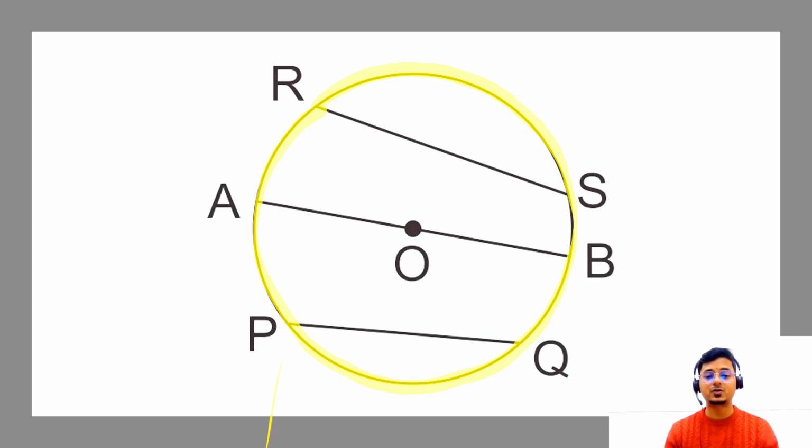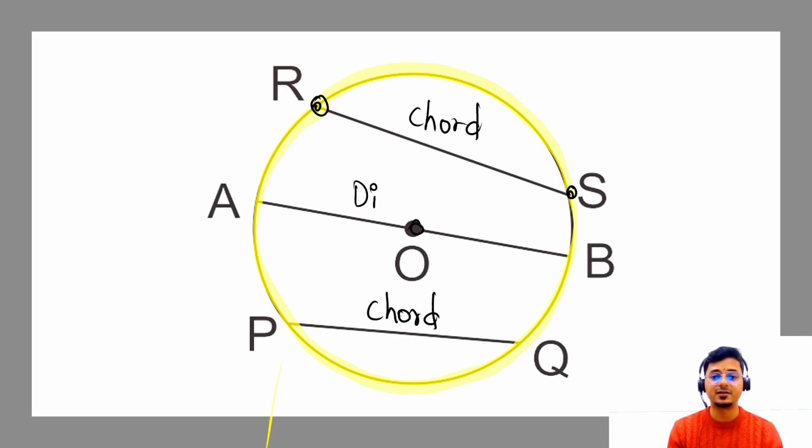Now let's understand what is a chord. A chord is a line segment that connects any 2 points on the circle. So we have 2 points R and S on the boundary of the circle, and the line segment that joins RS is called a chord. We have one more chord, PQ. Now we have one chord that passes through the center of the circle, and this is chord AB, and it is passing through the point O, which is the center of the circle. So this chord is a special chord, and it is called the diameter of a circle. And this diameter is twice the radius. The length of this diameter is twice the radius.